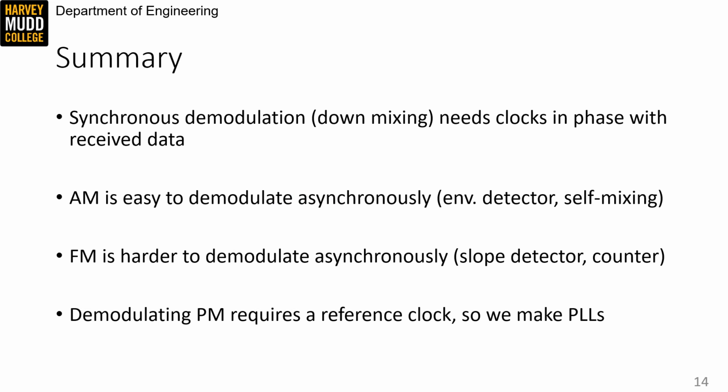So in summary, synchronous demodulation or downmixing needs clocks that are in phase with the received data, and making those clocks is challenging. Amplitude modulation is relatively easy to demodulate asynchronously using an envelope detector or self-mixing. Frequency modulation is harder to demodulate asynchronously, requiring a slope detector or a counter. And demodulating phase modulation requires a reference clock, so we often make PLLs for that.